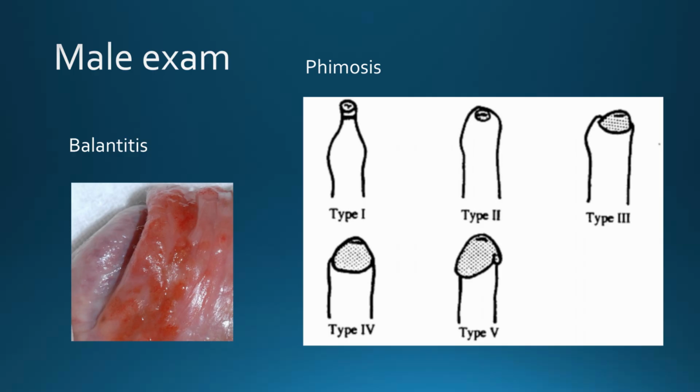For the male exam, there are issues with an uncircumcised penis, where there's phimosis, a constriction of the foreskin. You can see the different gradations. Type 5 is probably the most serious because that can cause strangulation and gangrene of the penis. You can also get nonspecific inflammation, or you can get infections, a lot of times associated with candidiasis, as you can see in the photograph there.